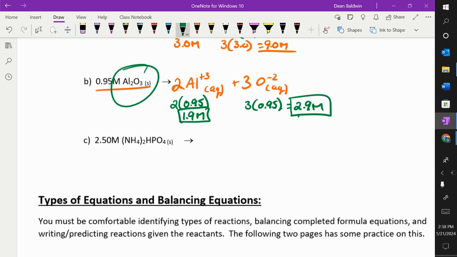So if we had, we'll just use 1 for ease. If there was 1 molar at the beginning, and it breaks up, how many moles do I have of the aluminum once it's dissociated? 2. It doubles, right? Because there's 2 atoms of aluminum in every molecule. Because this is the concentration of this molecule. I'm asking for the concentration of each ion.